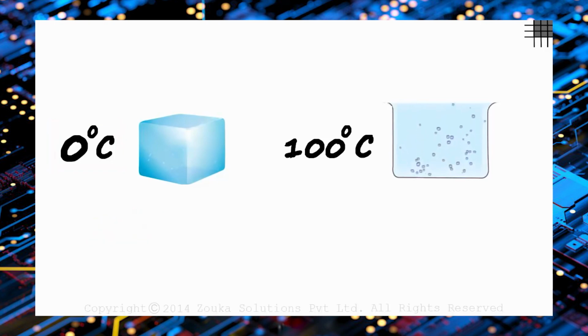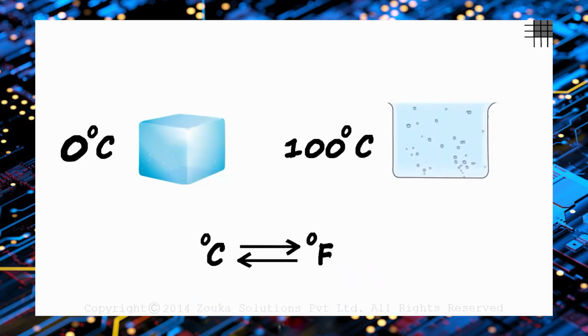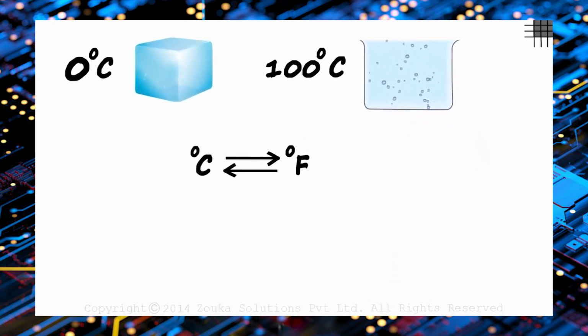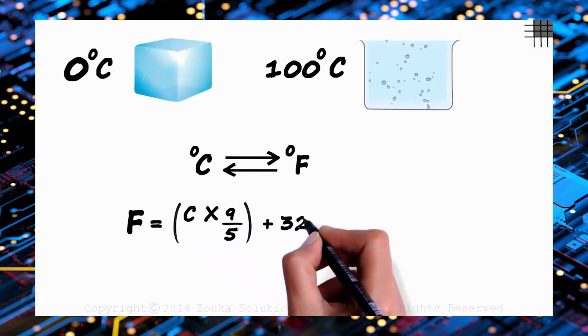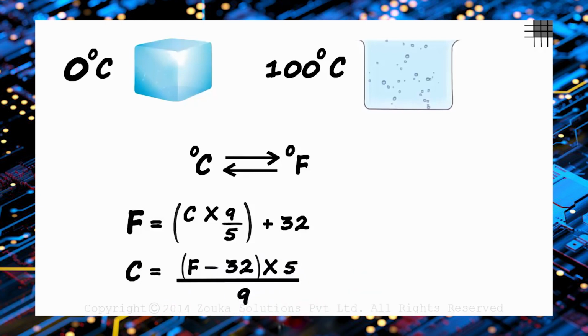There is a particular way in which we can convert Celsius to Fahrenheit and vice versa. This is the formula to convert Celsius to Fahrenheit. We multiply the temperature in Celsius with 9/5 and add 32 to it. And modifying this formula, we get the conversion from Fahrenheit to Celsius: subtract 32 from the temperature in Fahrenheit, multiply it with 5 and divide the entire thing by 9.